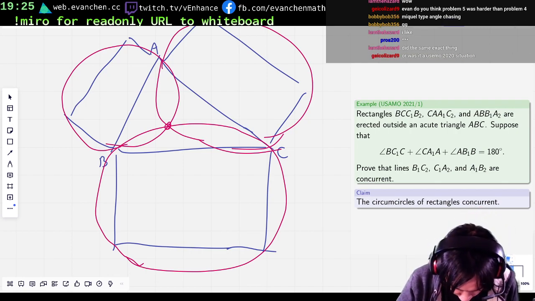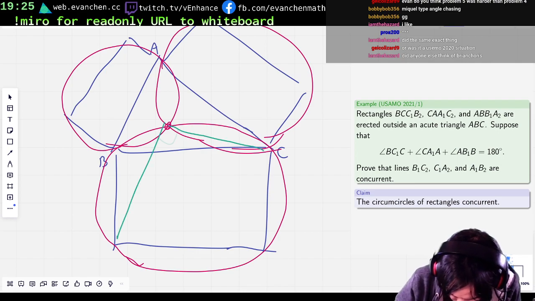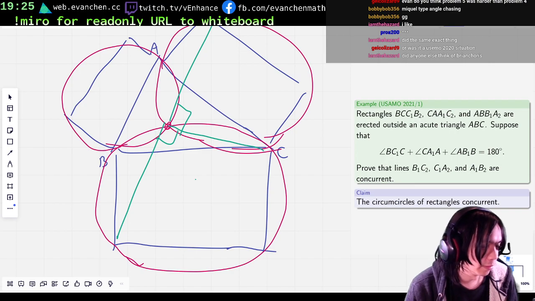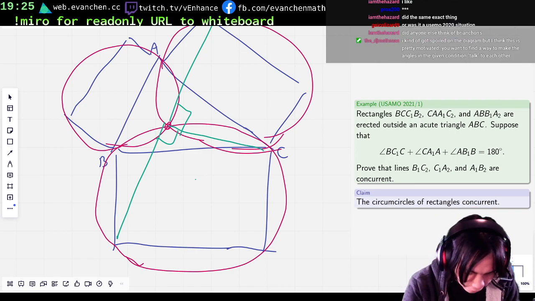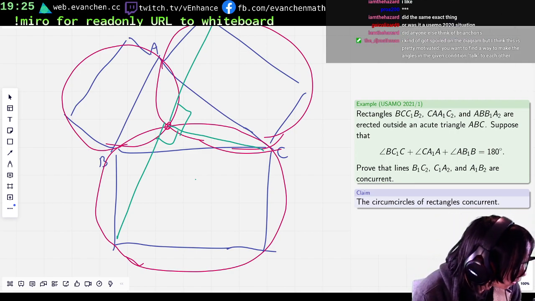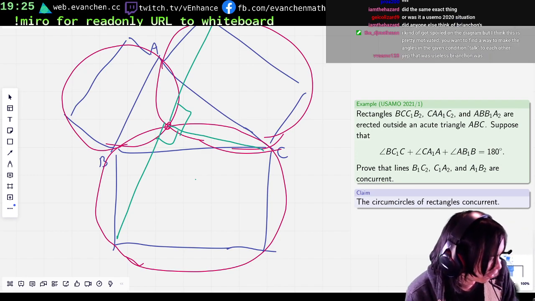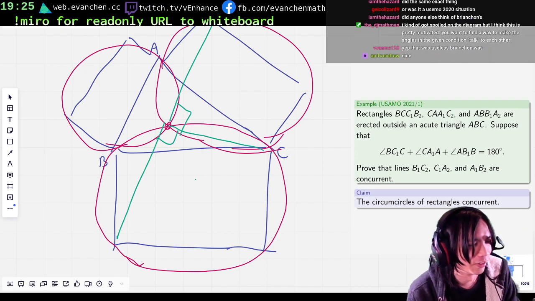Okay, what does that do? Well, now this angle is 90 because it's a rectangle. Also, this angle is 90. So it lies on one diagonal, hence lies on all three. The end! Bryan-Con's theorem.